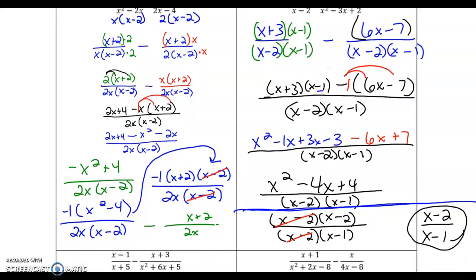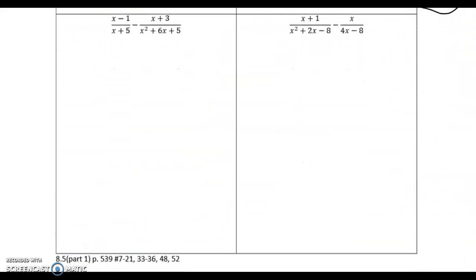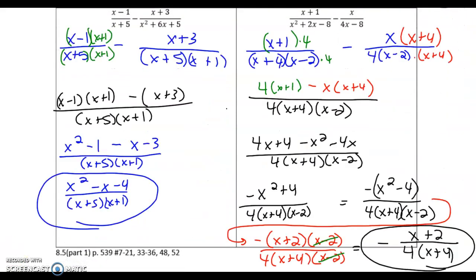All right, why don't you guys pause the video and try the last two. All right, take a look at the last two subtraction problems. And you can see that you should get x squared minus x minus 4 over x plus 5, x plus 1 on the first one. Second one, negative x plus 2 over 4 times x plus 4.